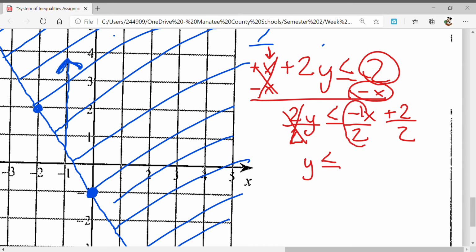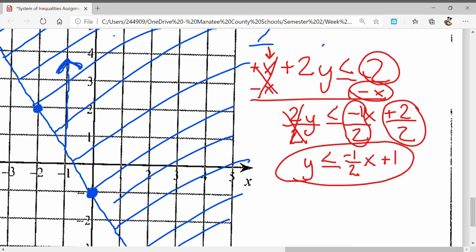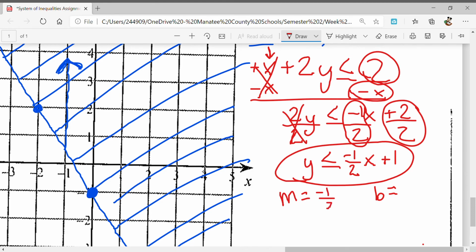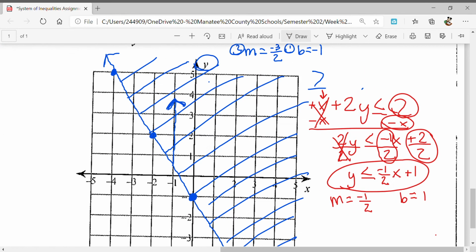There's an invisible 1 in front of that x. Negative 1 divided by 2, we can't simplify anymore, so you just rewrite it. Bring down the x, and then we have a positive 2 divided by a positive 2 is positive 1. So here's your other one. You can write your m equals, b equals. m is that fraction, negative 1 over 2, and b is positive 1. Now let's graph it.